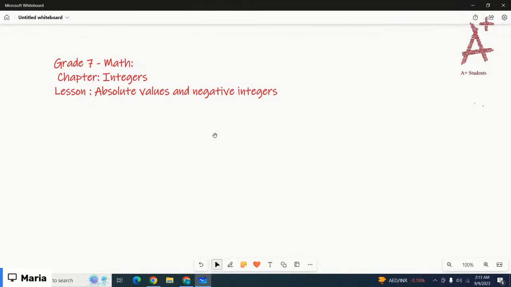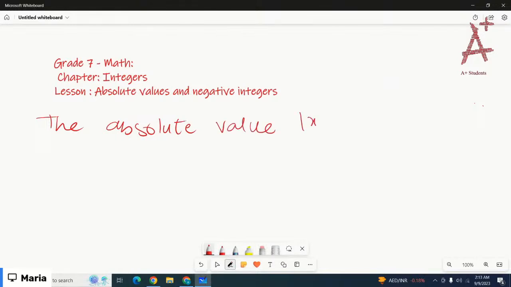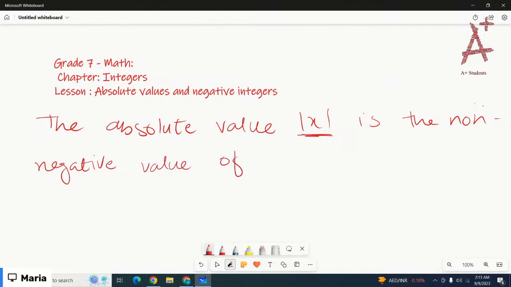So the absolute value is the non-negative value of x without regard to its sign. You can note down the definition. The absolute value, or you can write it like |x|, right? We can represent absolute value like this, is the non-negative. Non-negative means always the value is positive. Non-negative value of x without regard to its sign. You don't have to write the sign, right?